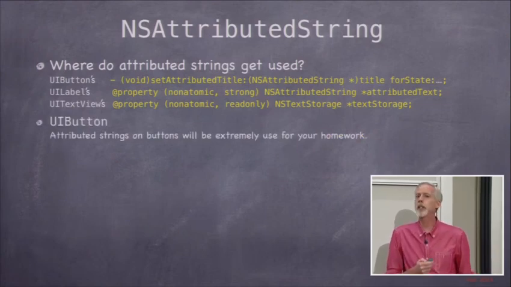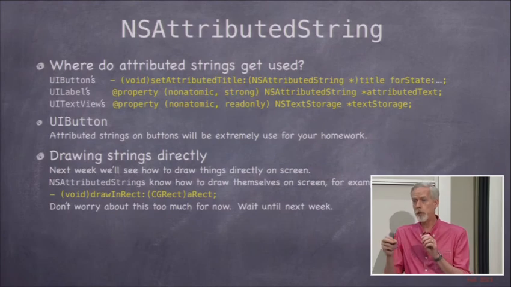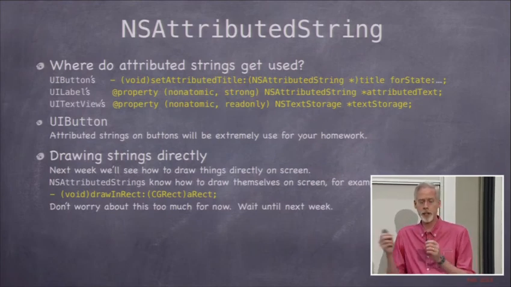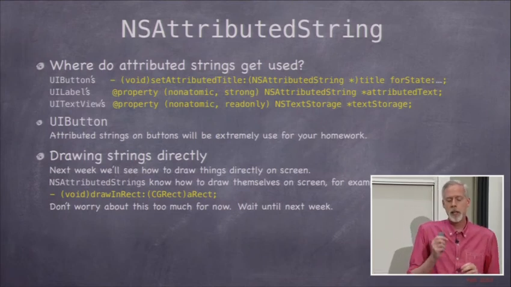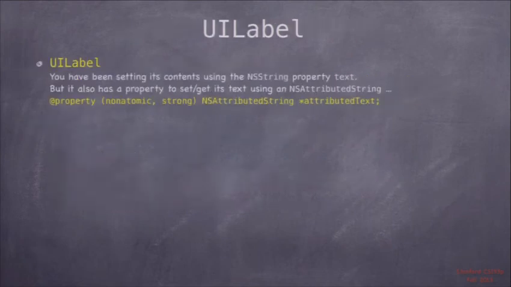Actually, I'm not going to talk about button except to say it's important for your homework. It just has a method setAttributedTitle. Just like it has setTitle for state, it has setAttributedTitle for state, and you're going to want to use that. It's also possible to draw strings directly on screen, but we haven't talked about drawing on screen directly yet, so we'll postpone until we talk about that next week. But we will be able to draw attributed strings on screens directly, just like we can draw lines and things like that directly on screen.